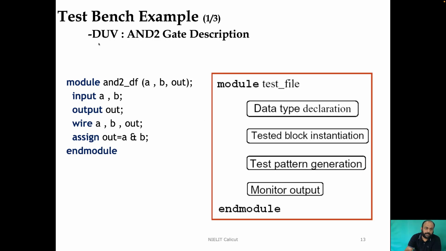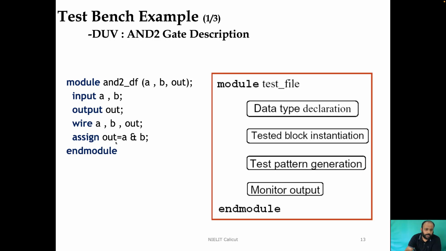Okay, so to do that, let us take an example. So in this example, we are taking a simple design under verification, say a simple 2 input AND gate written in data flow modeling. So as you know, we have discussed this program earlier. There are 2 ports A and B and 1 port output. A and B are wire.